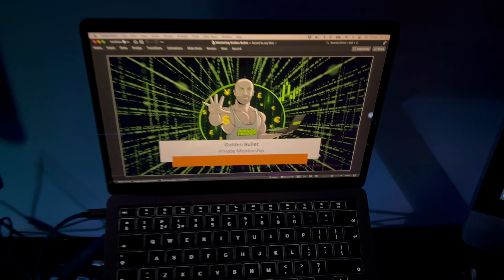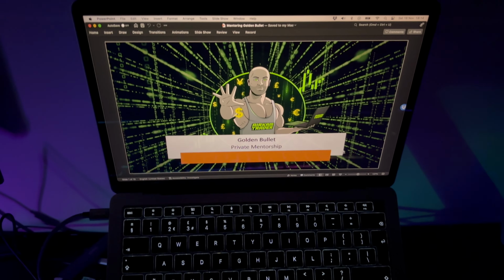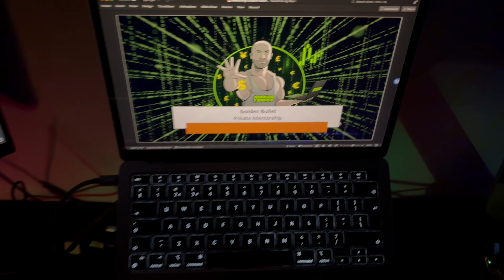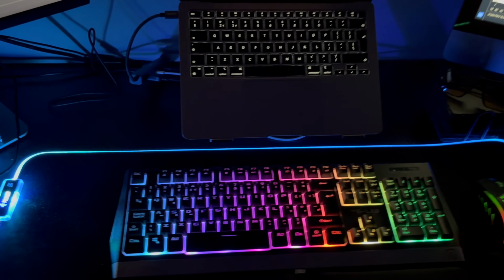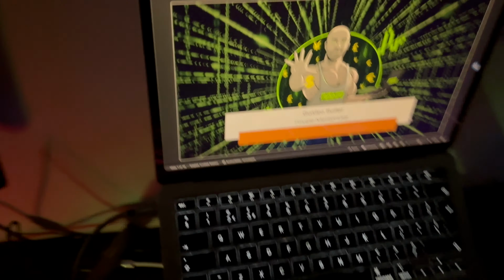I use the MacBook Air primarily for MetaTrader 5. So all my trade execution happens on this machine. I have the keyboard by Tungsten because I have the MacBook Air on some supports. So that gives me my screen at eye level.